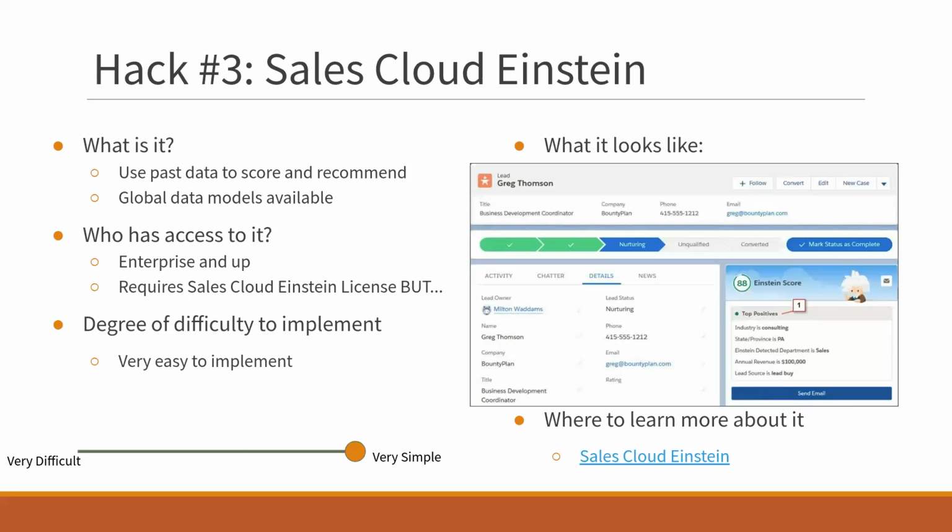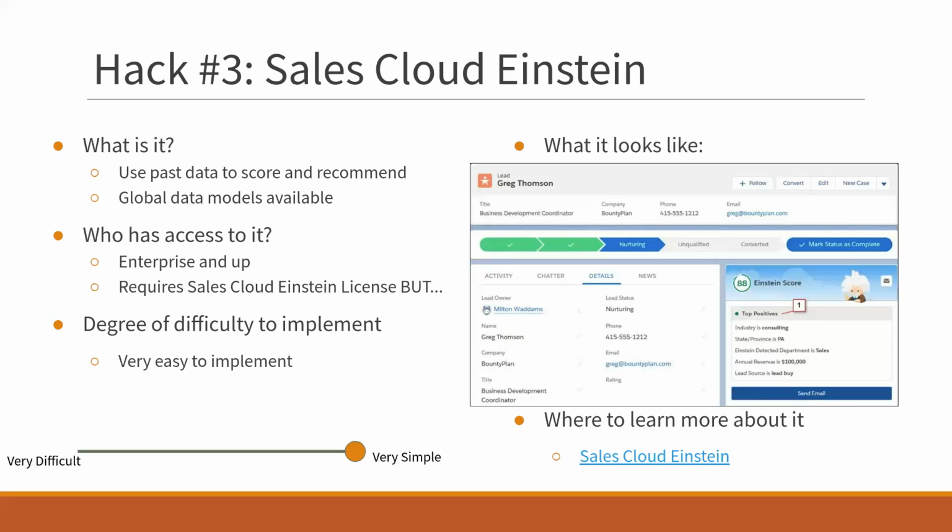But let's say globally, if you make 10 calls to a lead and they don't call you back or answer the phone, that's probably going to end up disqualified. That probably applies to most companies. And so that's global data that we could benefit from. It does require Enterprise and up to use Sales Cloud Einstein, so it's not available with Professional. And it is an additional license.